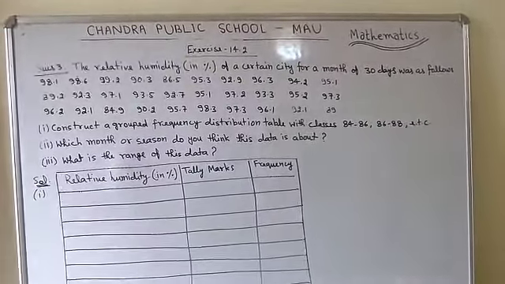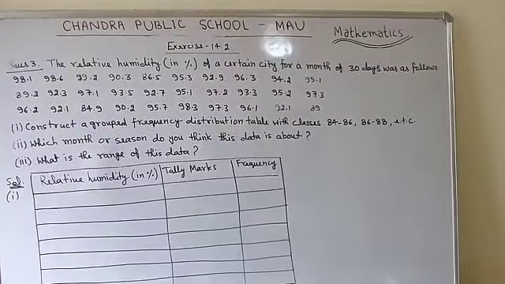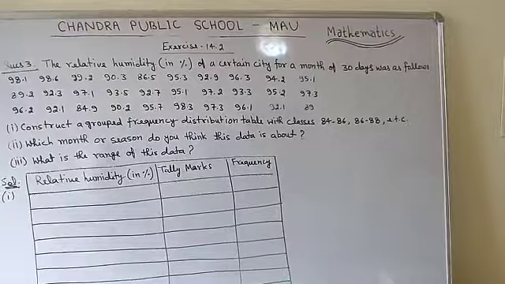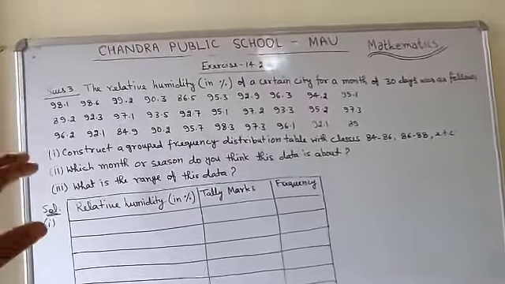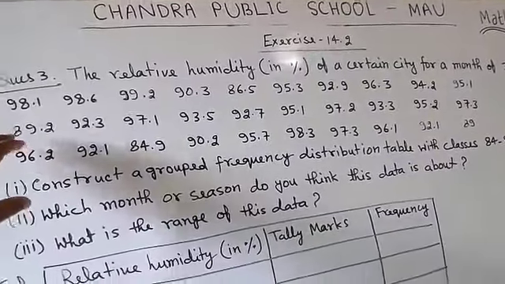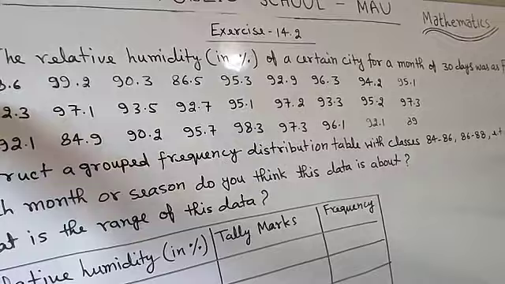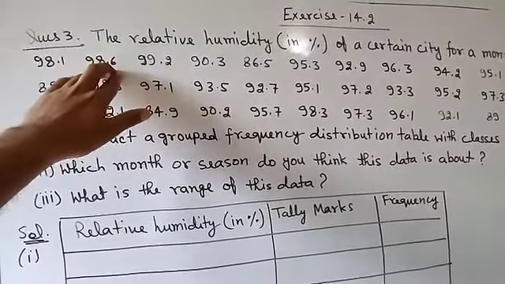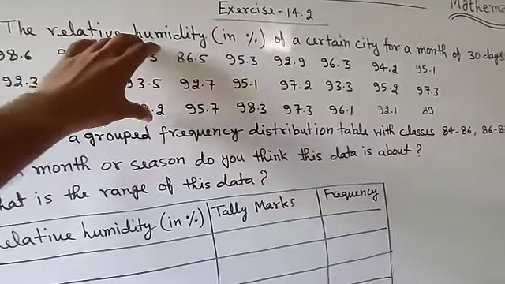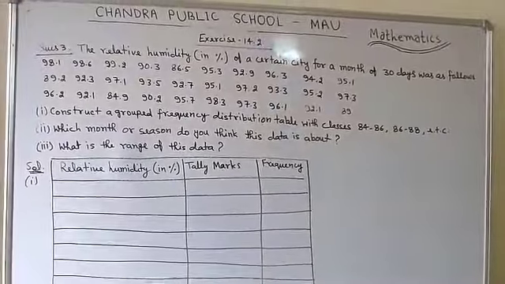Question number 3: here it is given the relative humidity, in percentage, of a certain city for a month of 30 days as follows. That data is given for the relative humidity for 1 month. Like on the first day the relative humidity was 98.1, on the second day 98.6, and in the same way the data is collected, so here it is the relative humidity of 30 days.